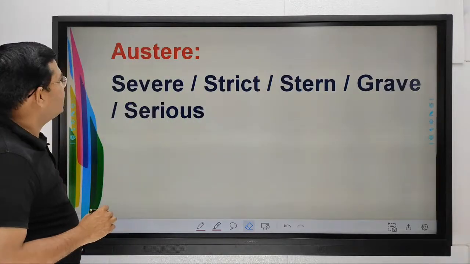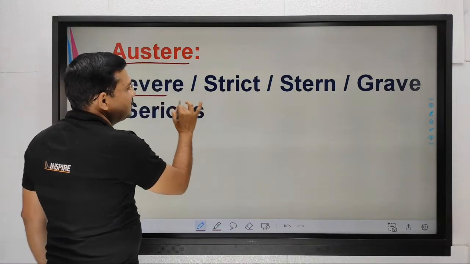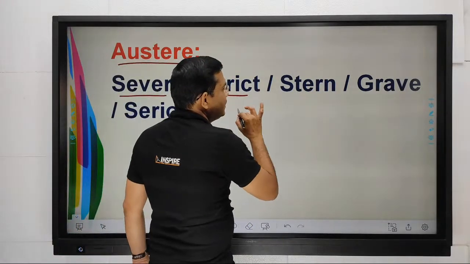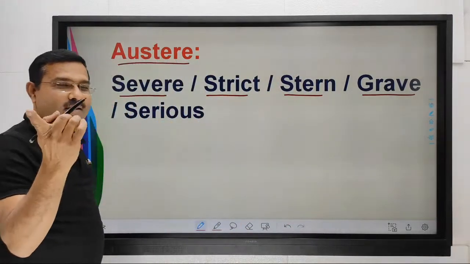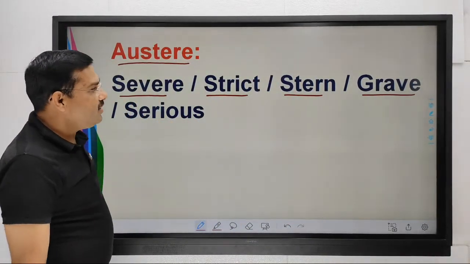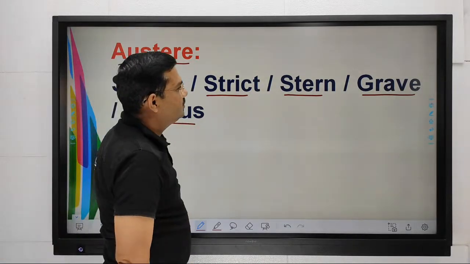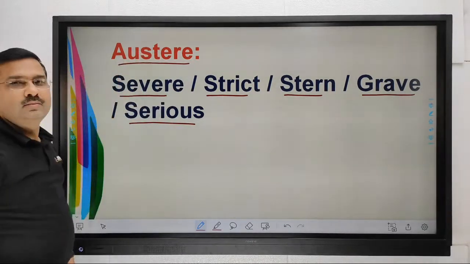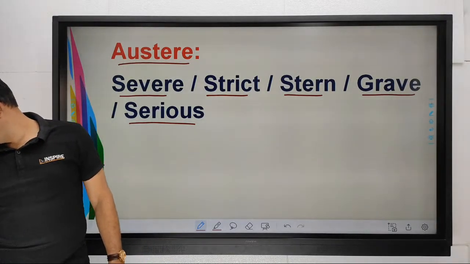Yes, the next word is austere: severe, strict, stern, grave. That is what we have seen. Very, very serious is grave. So severe, strict, serious, stern, grave, austere.